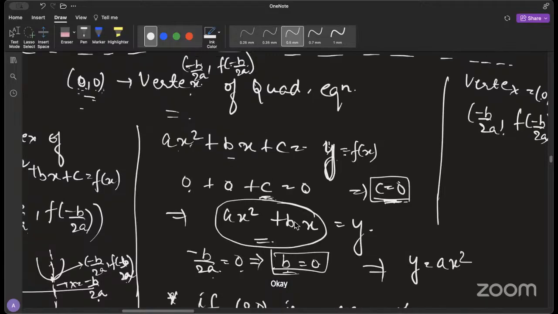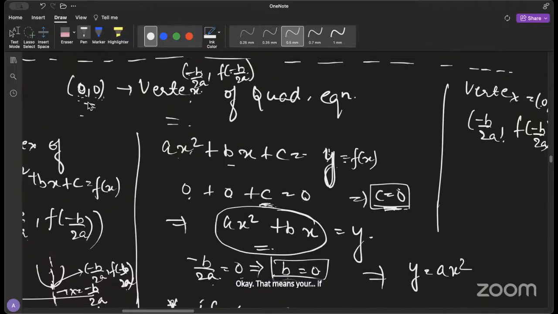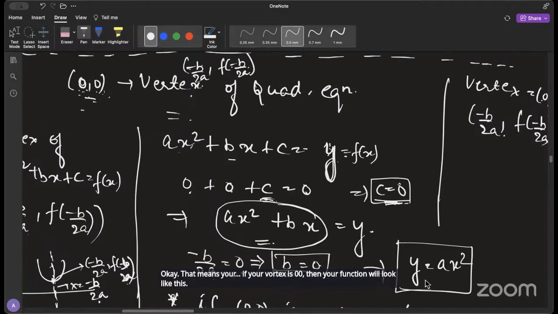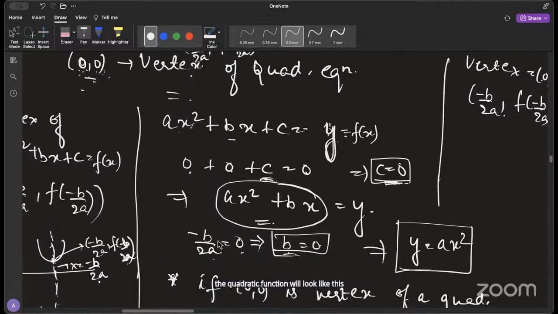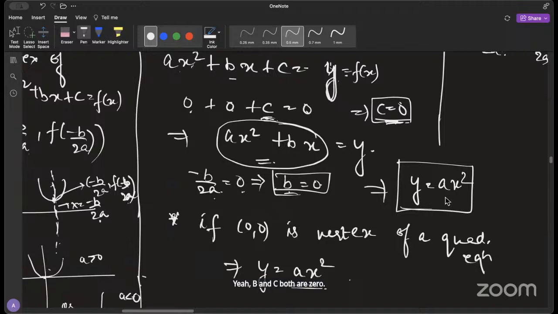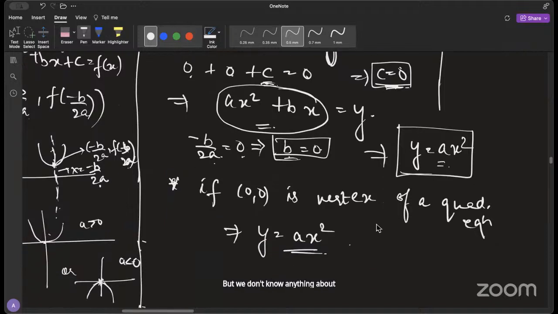Thank you. That means if your vertex is 0, 0, then your quadratic function will look like this. Where we don't know what a, b, and c are. B and c both are 0, right? But we don't know anything about a yet, right? So this is the point.